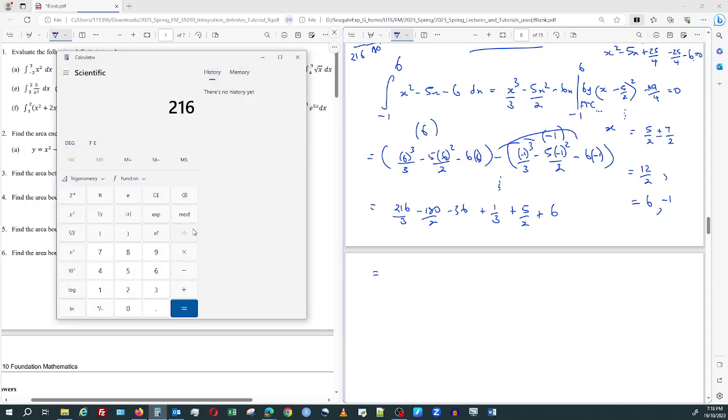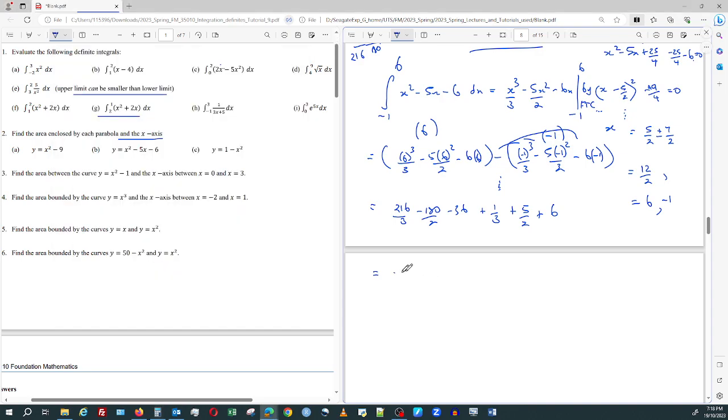216 divided by 3 minus 180 divided by 2 minus 36 plus 1 divided by 3 plus 5 on 2 plus 6. So we've got minus 45 and a sixth units squared.